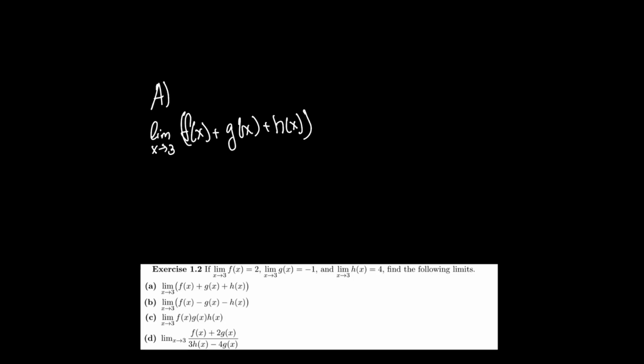Alright, they want us to use the three limits given as x approaches 3. f of x approaches 2, g of x approaches -1, and h of x approaches 4. They want us to find a, b, c, d.